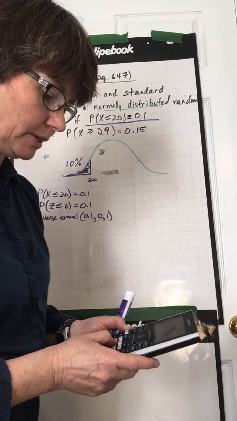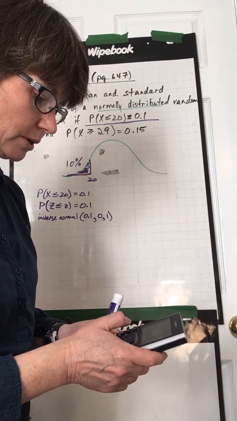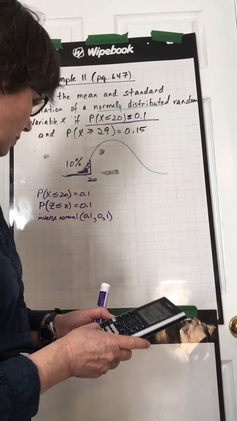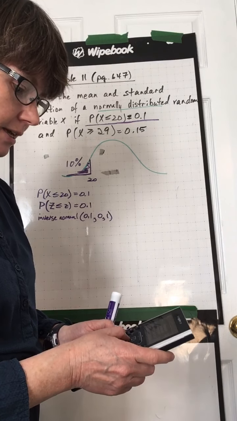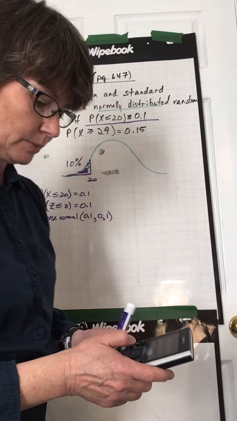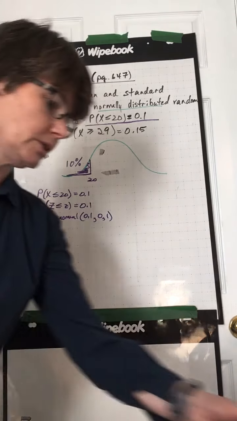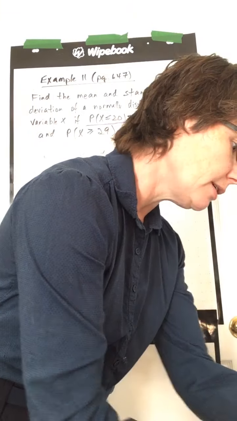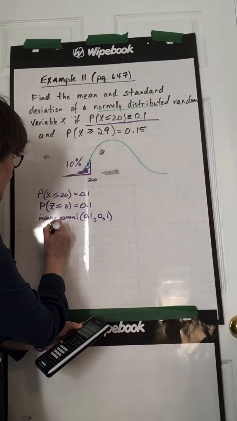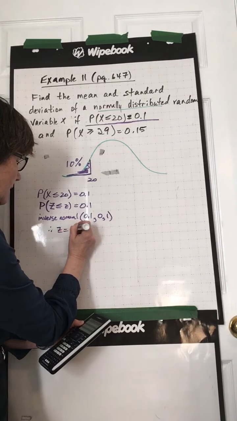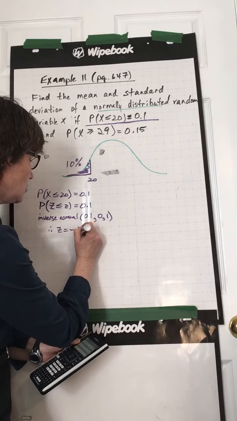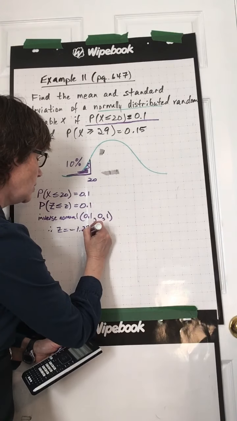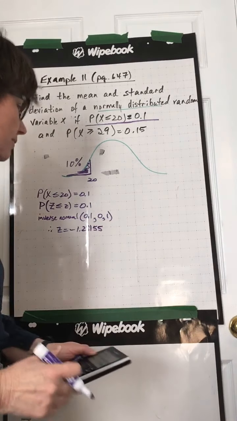Menu, probability distribution, inverse normal, 0.1 for the area and 0 and 1 for the mean and standard deviation because we're looking at the standard normal distribution. Our z-score for that is negative 1.28155.